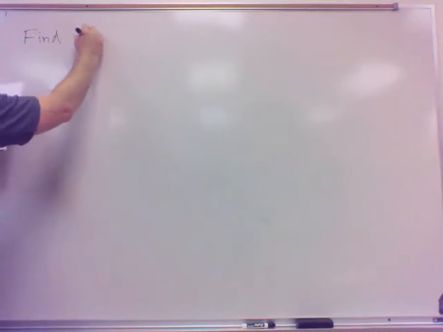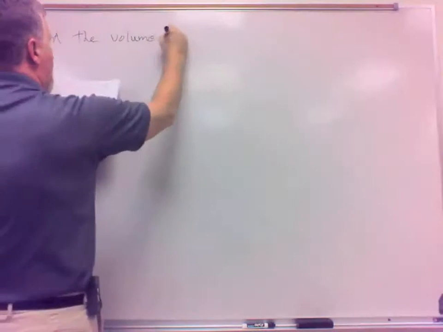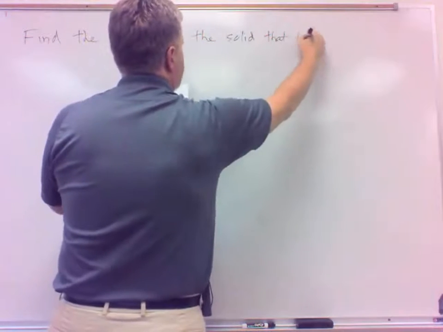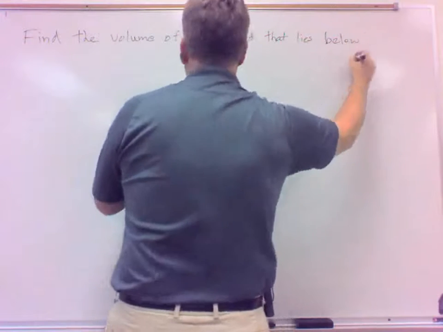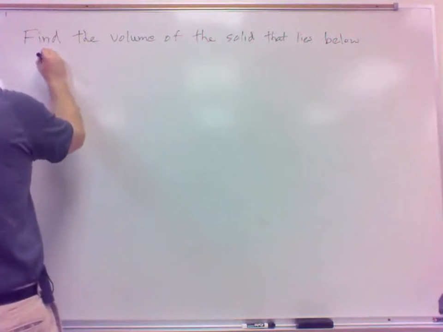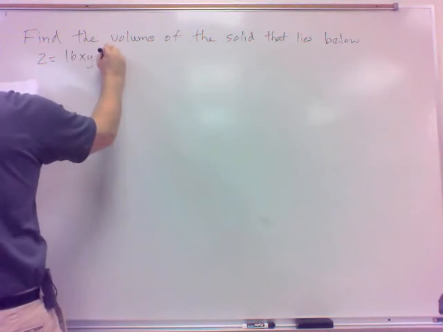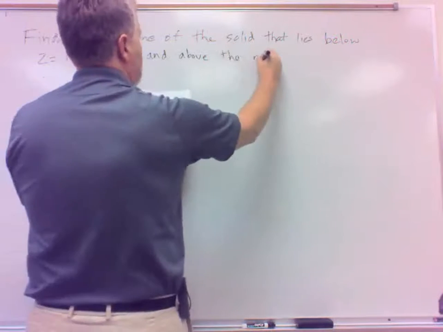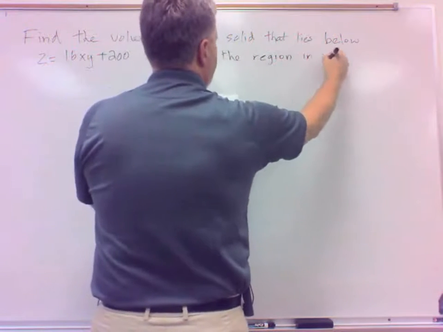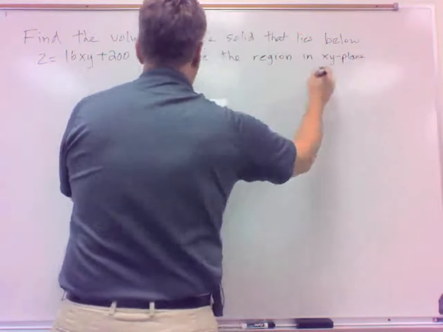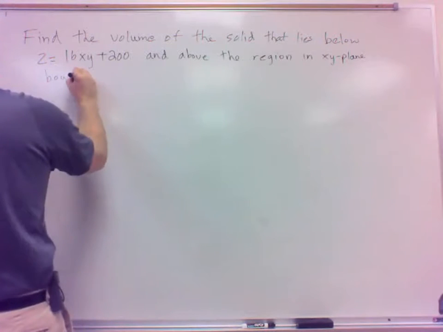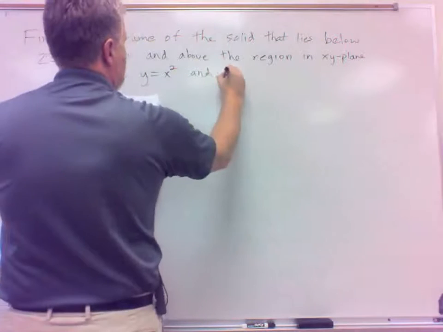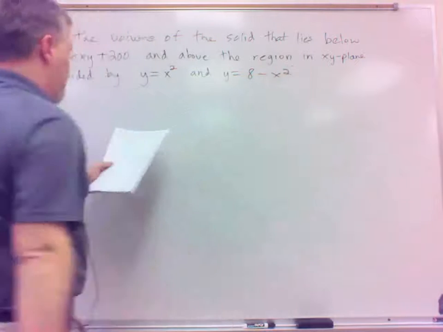Let's do this one next. Find the volume of the solid that lies below z equals 16xy plus 200 and above the region in the xy plane bounded by y equals x squared and y equals 8 minus x squared.